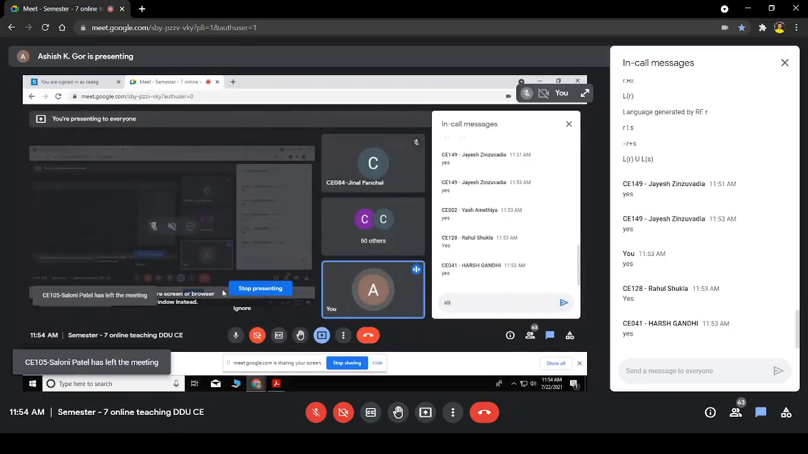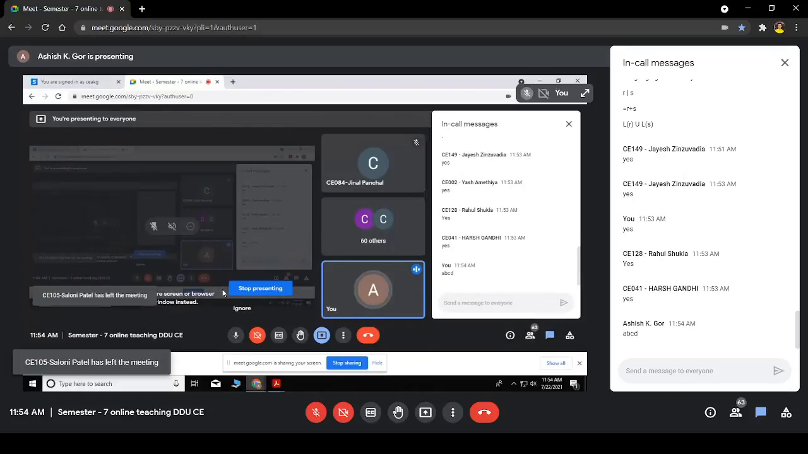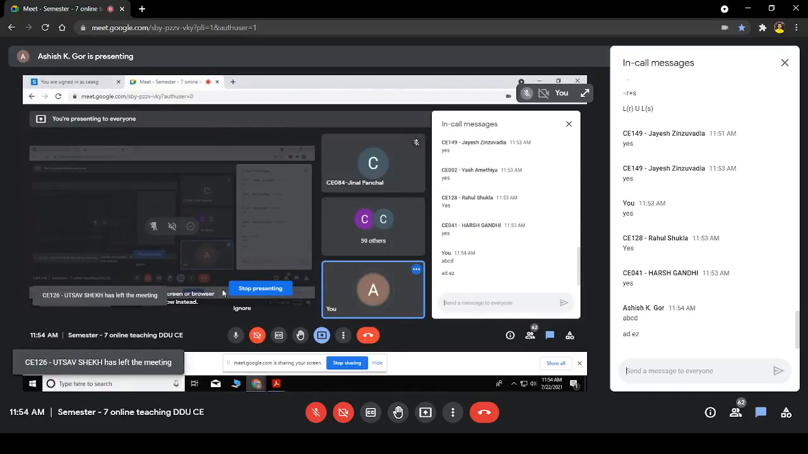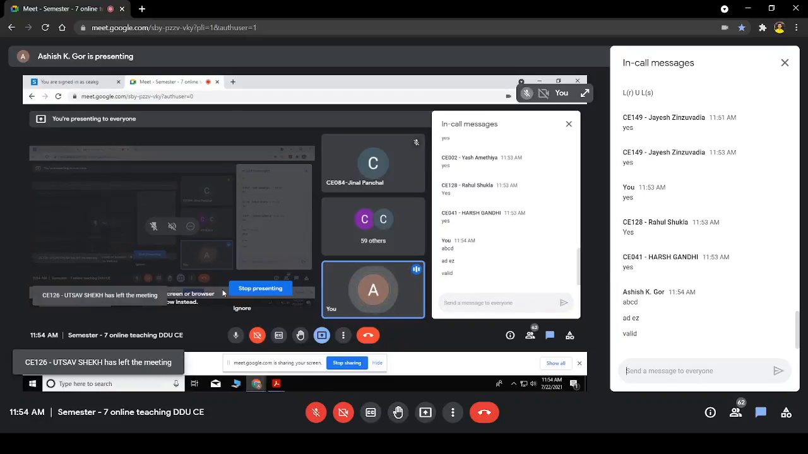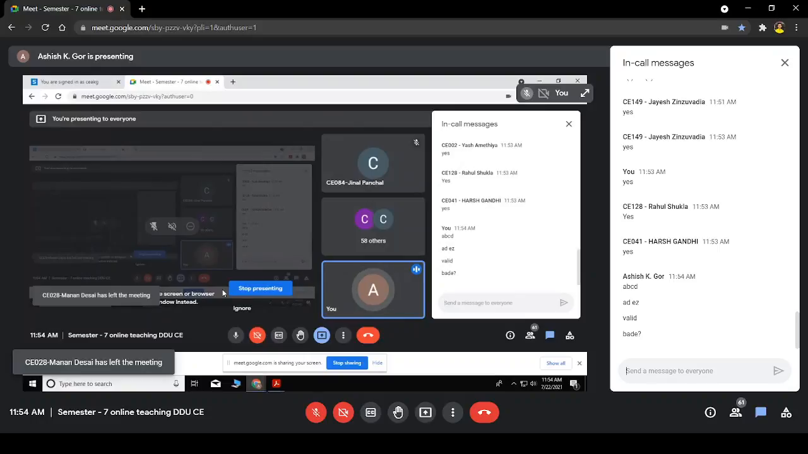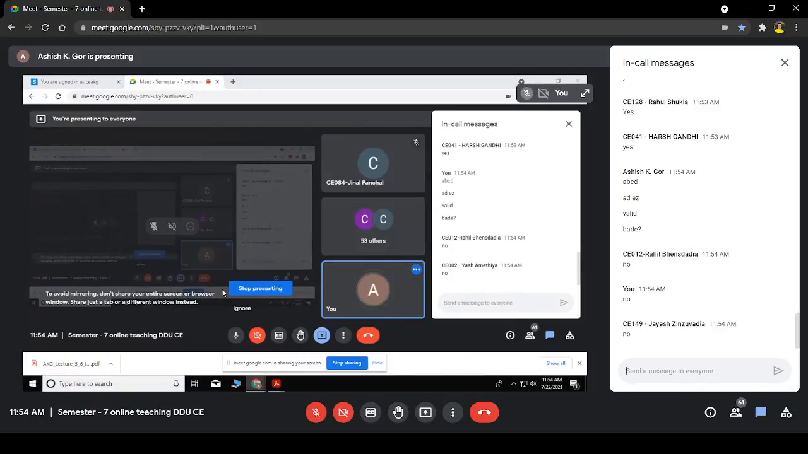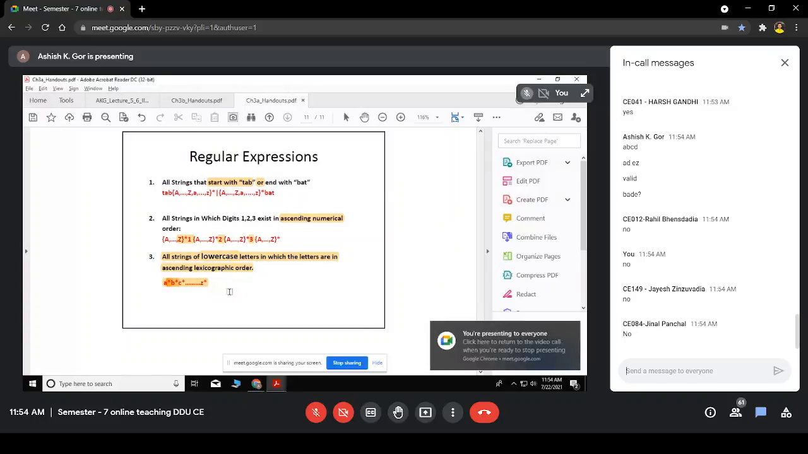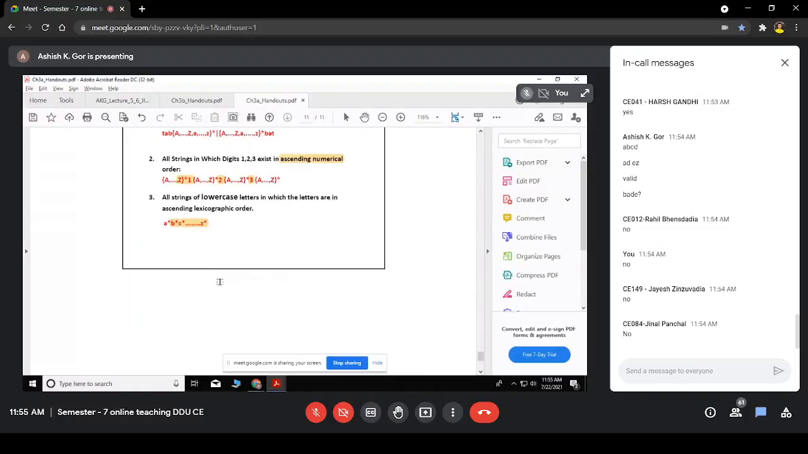So it can generate A, B, C, D. It can generate A, B, E, Z. These are all valid strings. But if you try to generate B, A, D, E, is it valid according to lexicographic order or not? No, it's not valid and it will not be generated, because once you start creating B, if you go in the forward direction, there is no A. Okay, that would be the case.